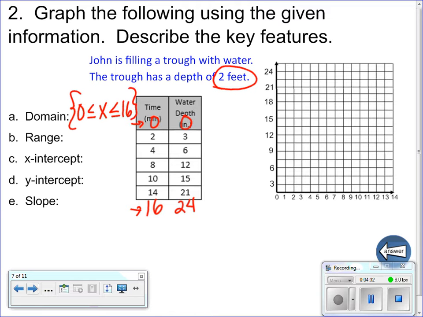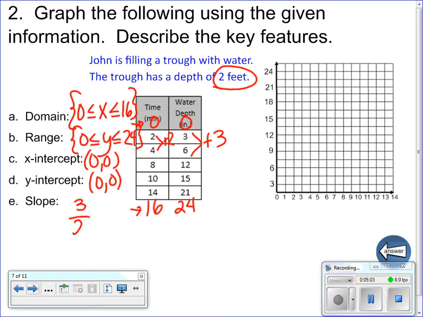My range, that's how deep it is, is going from 0 to 24 inches, because it only holds 2 feet. My x-intercept is (0, 0), and my y-intercept is (0, 0). My slope, this is going up by 3, and this is going up by 2. So my slope is 3/2.